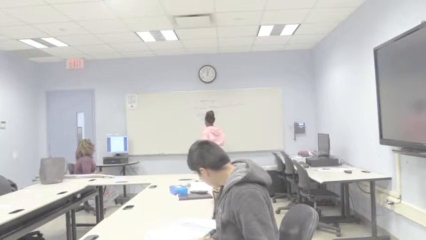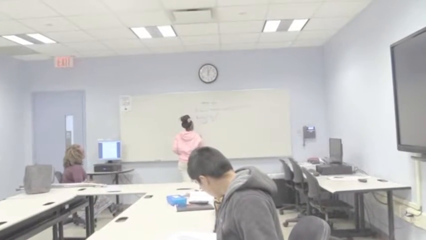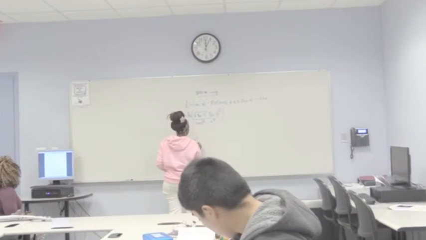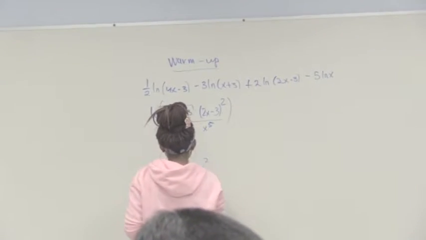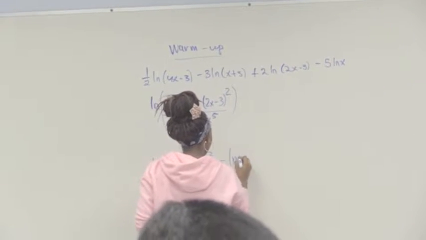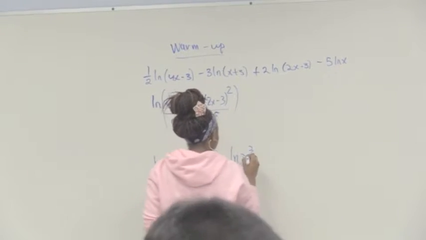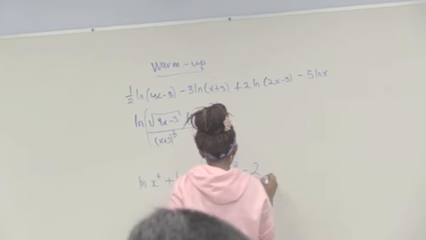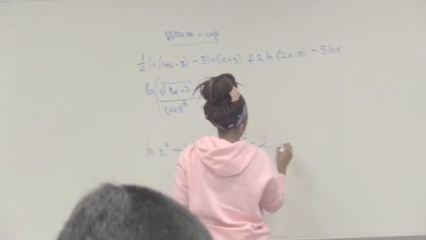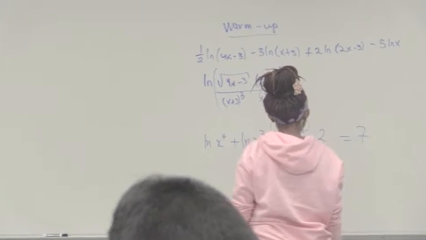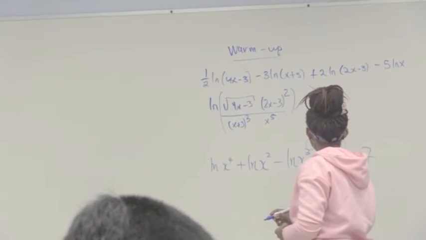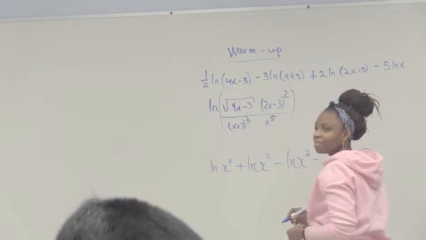Okay, so it's ln x to the fourth plus ln x squared minus ln x to the third minus 2 is equal to 7, and they want you to solve for x. So talk to us, right? Don't just write. Let's hear your thoughts.